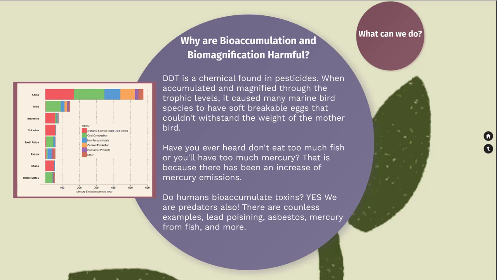biomagnification in those fish. So humans do bioaccumulate toxins. We are predators. There are countless examples: lead poisoning, asbestos, mercury from fish. There are so many more ways that toxins are being absorbed even in us as humans.